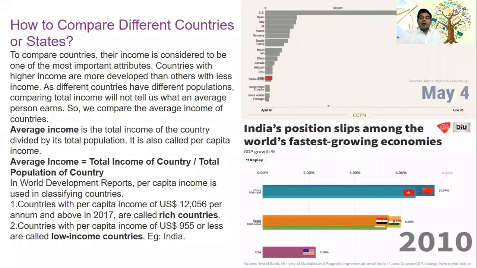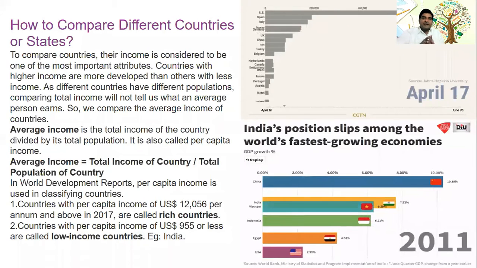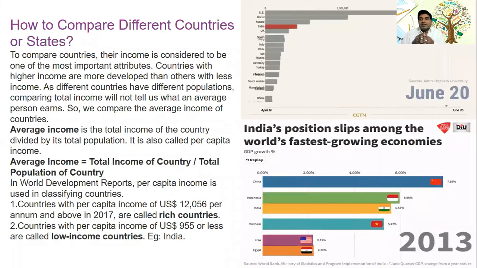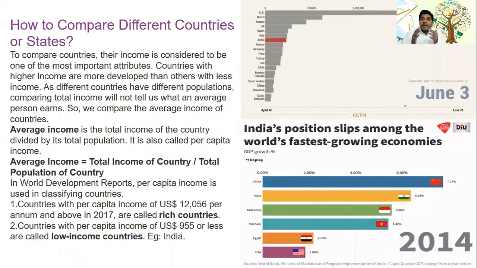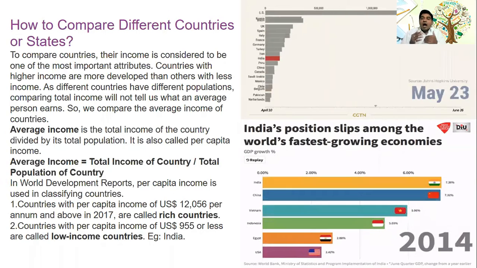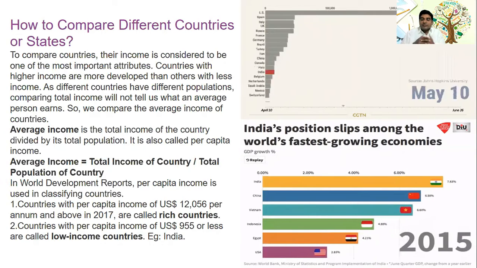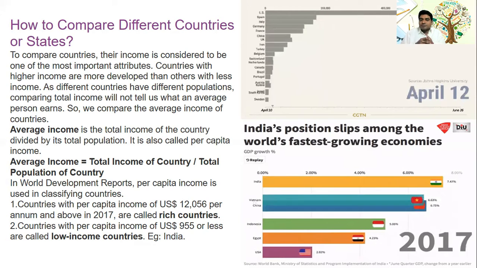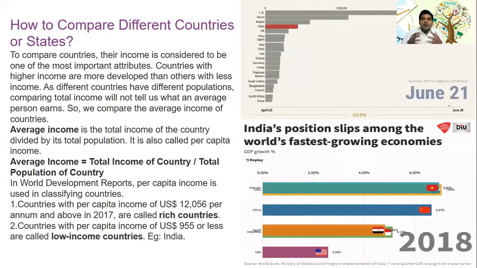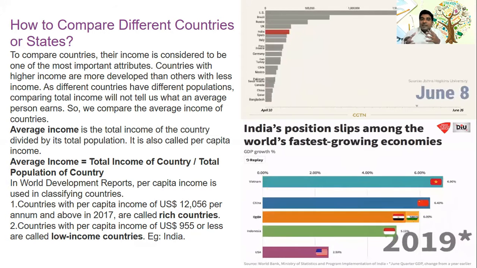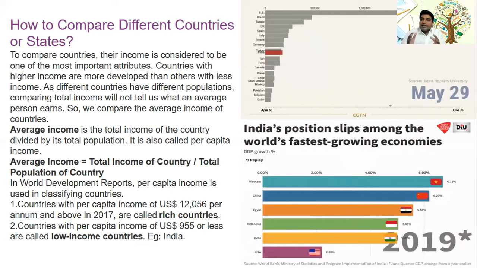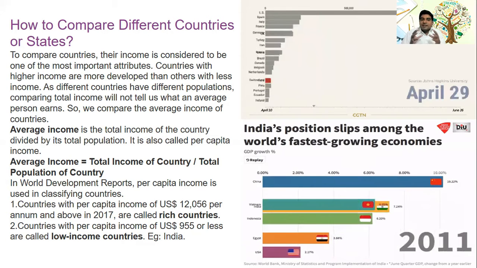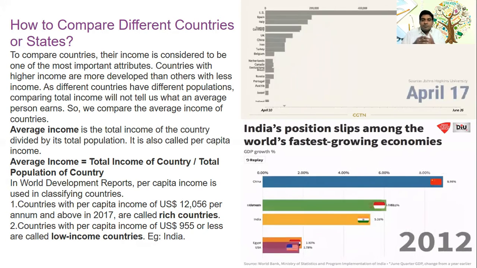Now, how do we compare different countries? In order to compare different countries, their income is considered one of the most important attributes to check how the country is developing. The more income the country gets, the more developed it is considered. So countries with higher incomes are considered more developed than countries with less income.